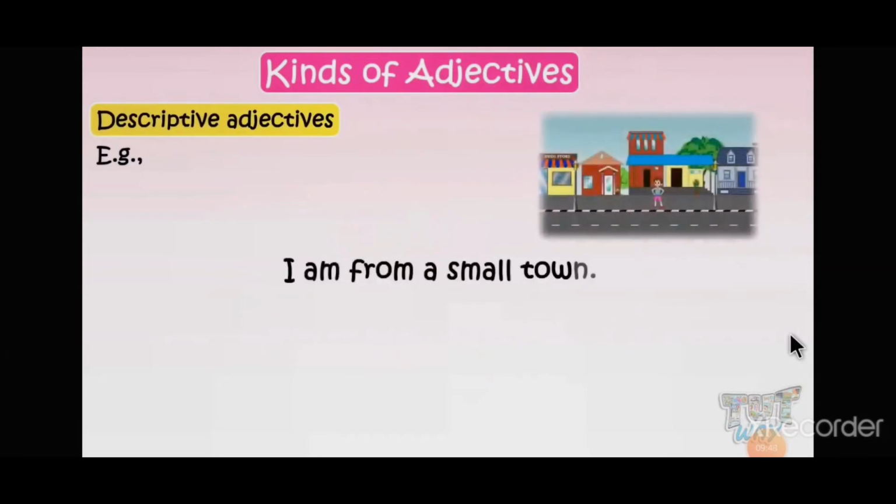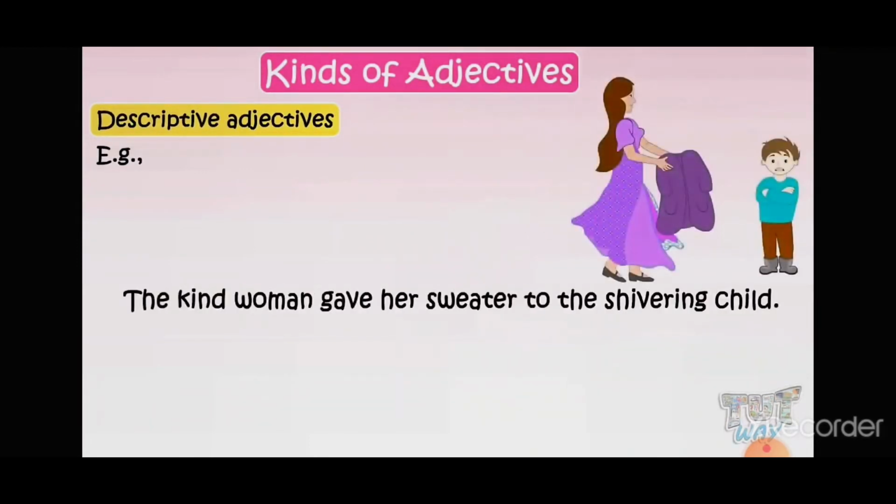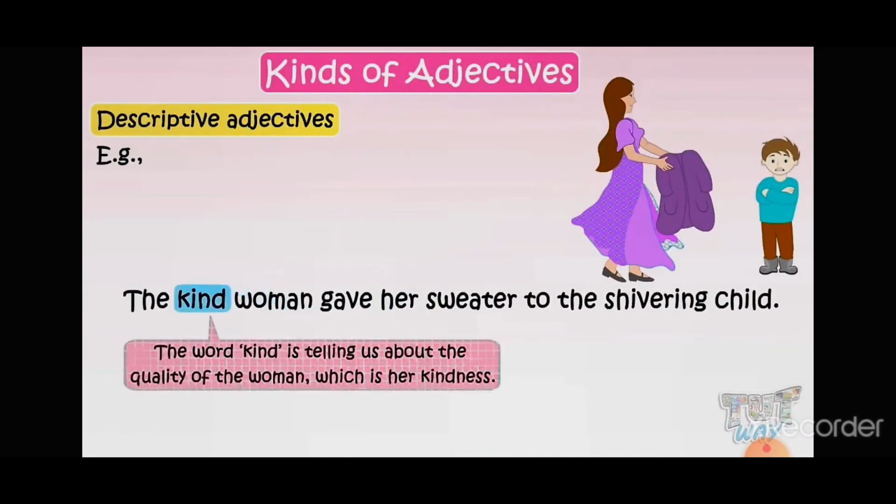I am from a small town. The word small is telling us about the quality of the town, which is its smallness, so it is a descriptive adjective. The kind woman gave her sweater to the shivering child. The word kind is telling us about the quality of the woman, which is her kindness. So it is a descriptive adjective.